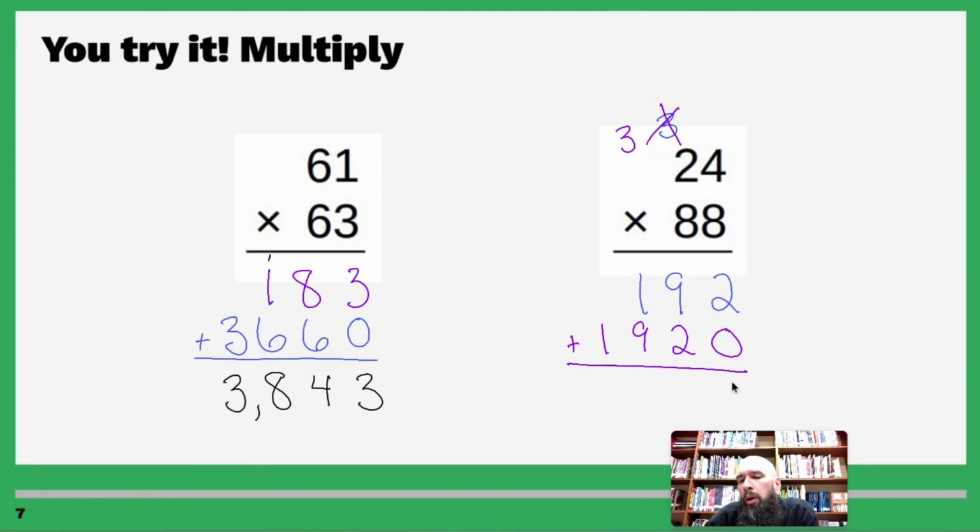2 plus 0 is 2. 9 plus 2 is 11. Carry the 1. 1 plus 1 is 2. 2 plus 9 is 11 again. Carry the 1. 1 plus 1 is 2. Add this up. 2,112. And there she is.